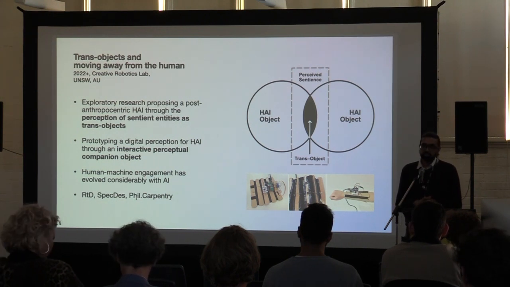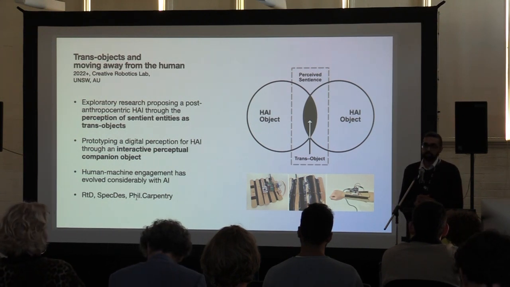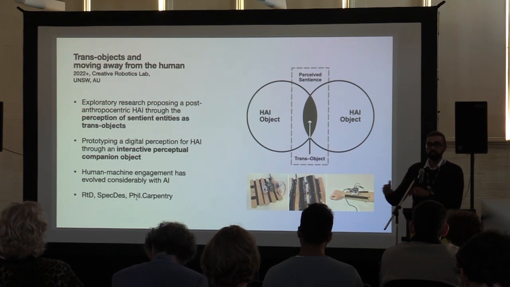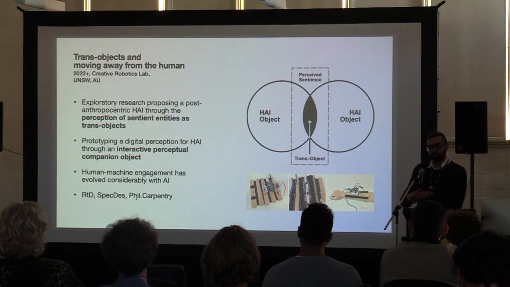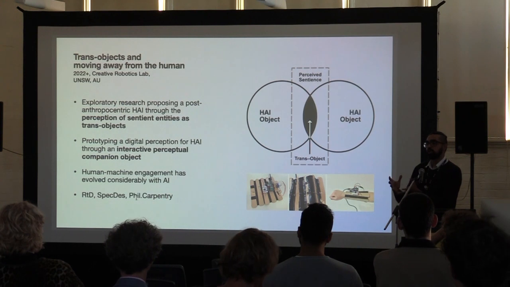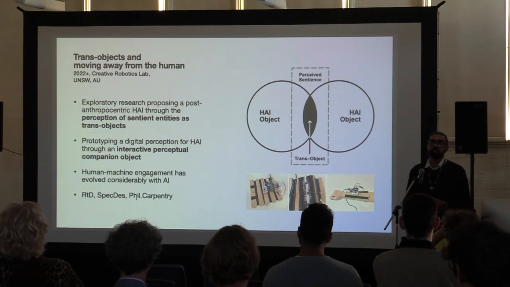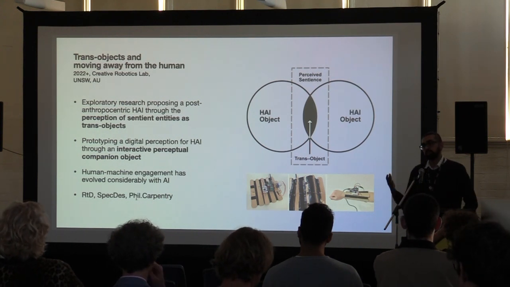So trans objects is essentially an attempt to bridge that gap and slowly nudge forward towards what this post-human world might be, where we're living with, again, these devices, objects that are not human but pretending to be human. So how do we design for them? How do we take this objective stance towards them?